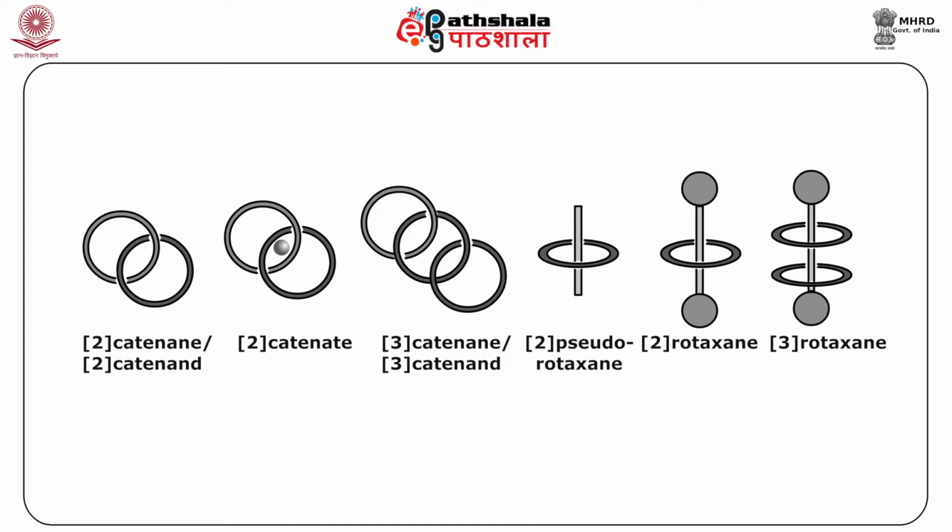Now, if you consider this figure carefully, then you can see how the nomenclature of catenanes, rotaxanes and pseudorotaxanes has been done. In the case of 2-catenane or 2-catenand, analogous to alkane, 2 rings are interlocked with each other. You can then see the 2-catenate, that means there is a metal center present in the rings which are interlocked. Again, 3-catenane has 3 rings interlocked to each other. Then you have 2-pseudorotaxane, 2-rotaxane and 3-rotaxane, and the structural difference between the pseudorotaxane and rotaxane can be clearly noticed here in this figure.